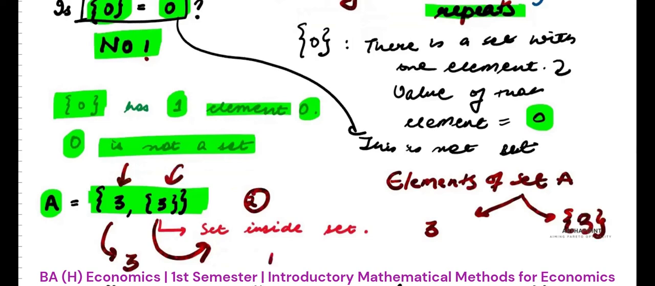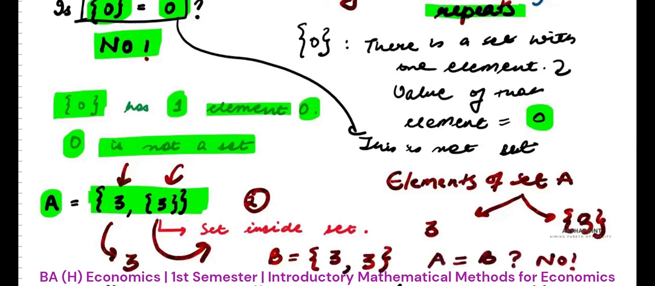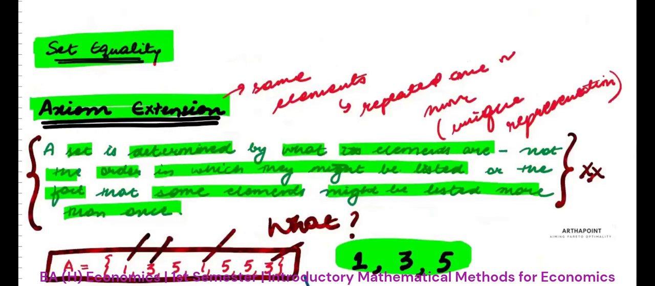Now, if I give you another set B, such that B is {3, 3}, and I ask you, is A equal to B? The answer is no, because they don't have the same elements. B has just one element in it, repeated twice, which is 3. A has two separate elements in it: one is 3 and one is the set {3} inside A. So A is not equal to B. So this is the set equality axiom.